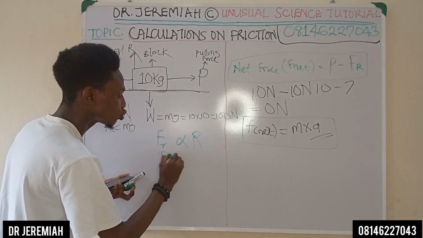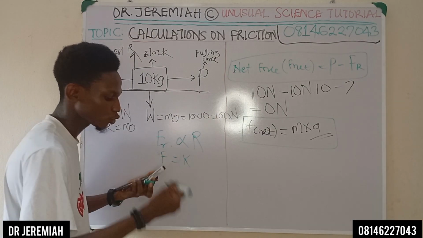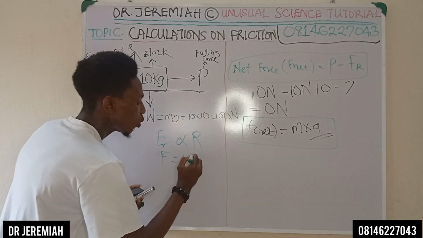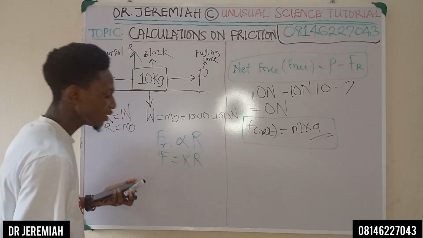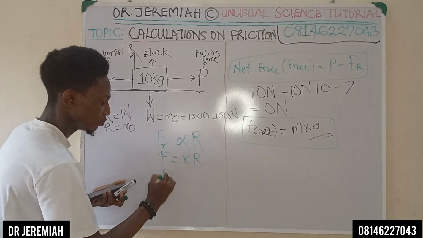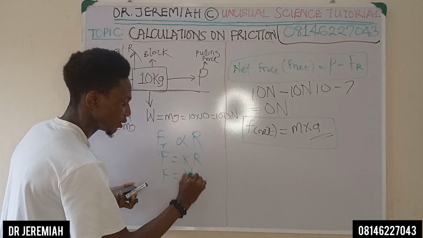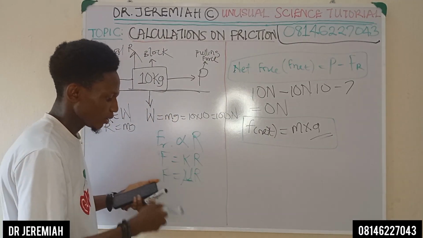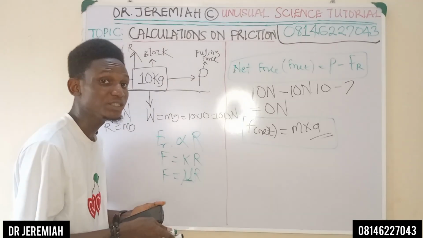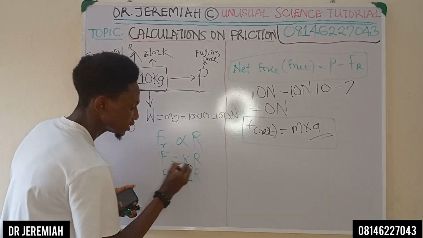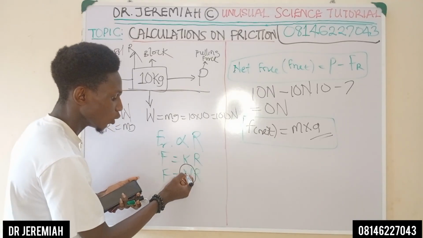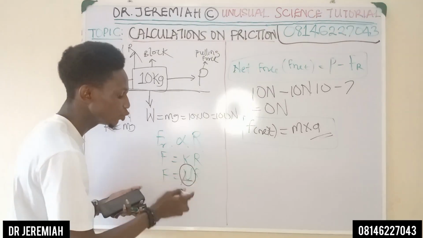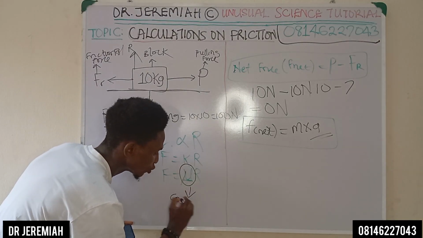Now, if I introduce my constant, as we do in mathematics, since this is directly proportional, I'm going to have FR equals a constant times R. But in physics, I don't just use K. The constant is specific. So this constant that you have here is mu, though people in Nigeria pronounce it as U. So mu, or whatever you want to pronounce it as, just know that this is the symbol. This symbol is known as the coefficient of friction.